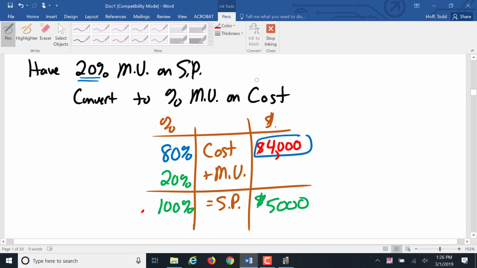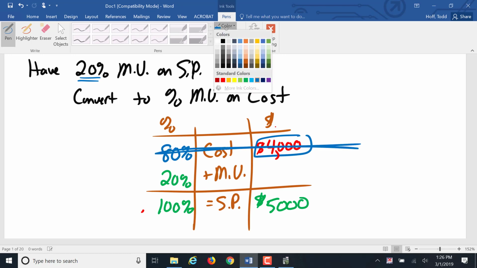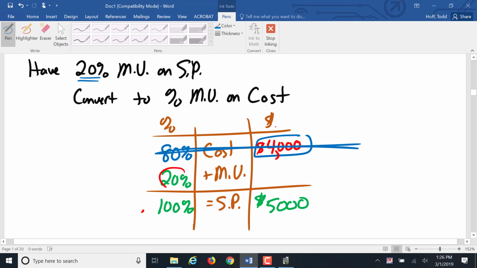Now if I ignore the top row for a minute, I can do 20 times 5,000 divided by the 100, which is going to give us $1,000 as our markup. So that was a 20% markup on selling price. These numbers, we made up this selling price of $5,000, but the ratio of those numbers is just saying no matter what that selling price is.